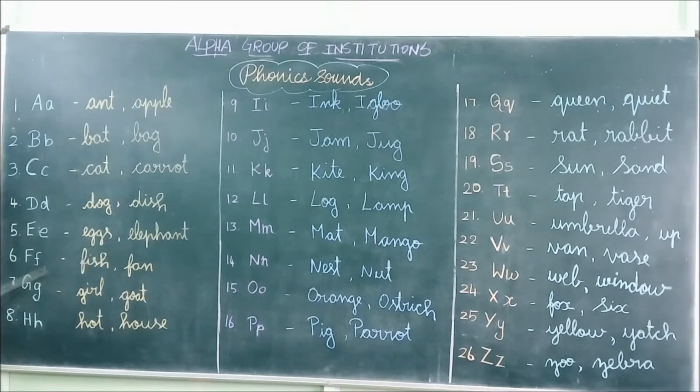And this is f. You should not say it as ef. This is f. Fish, fan. F-I-S-H, fish, F-A-N, fan. So this sounds as f. And this is g. Girl, G-I-R-L, girl. Goat, G-O-A-T, goat. So you have to say this as g.